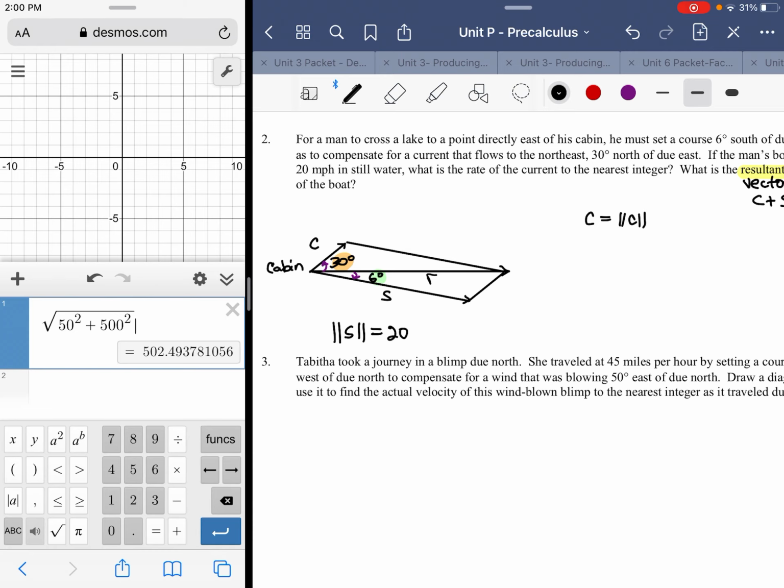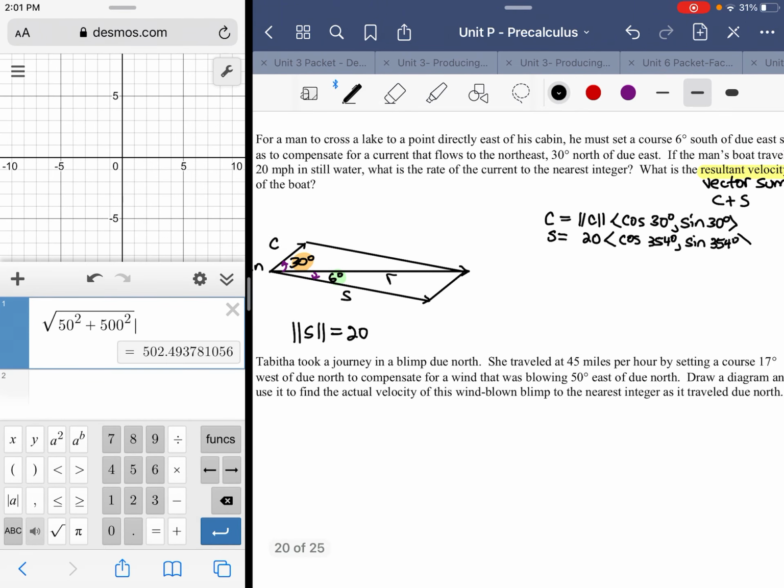When I want to state vector C, I would say magnitude of C, which again is unknown, times the vector cosine of 30, comma, sine of 30. Vector S, which I do know is 20, times cosine, now it's 6 degrees backwards from 360, so 354 degrees, comma, sine of 354 degrees.